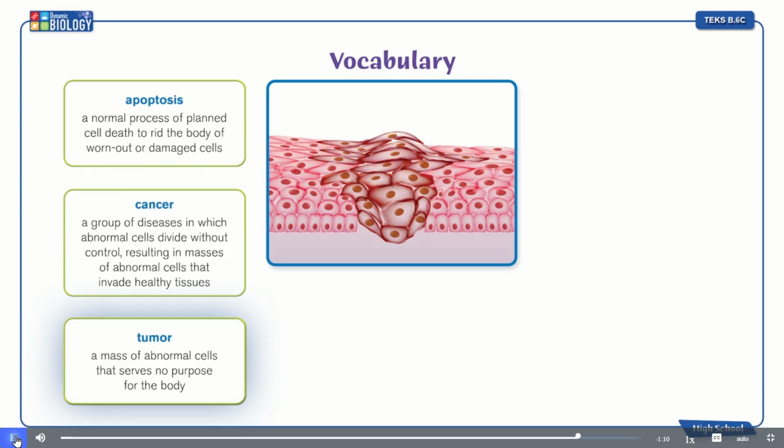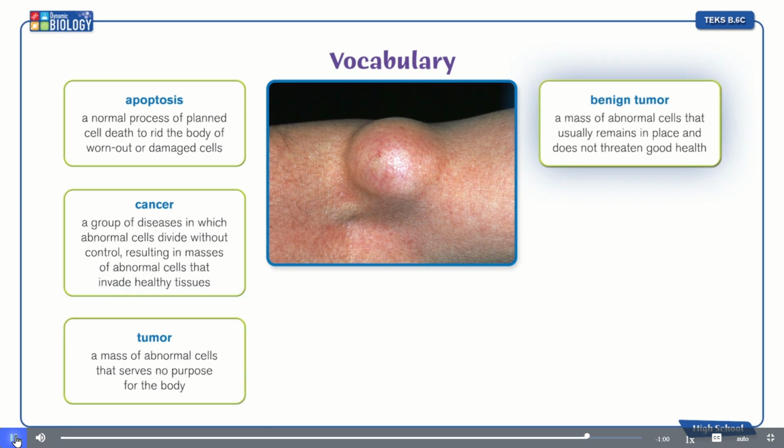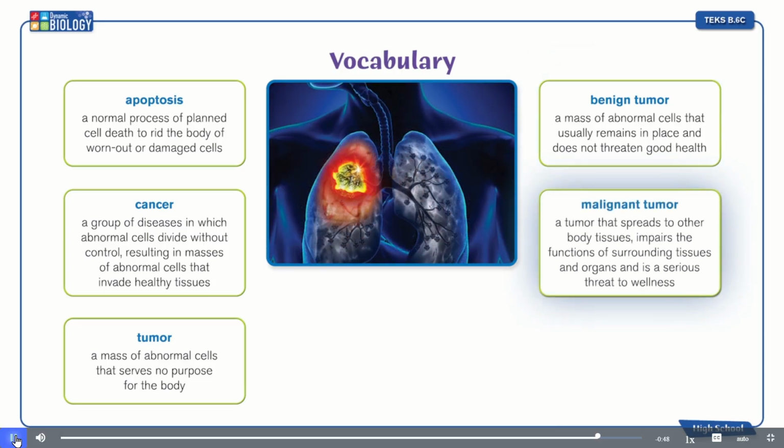Tumor, a mass of abnormal cells that serves no purpose for the body. Benign tumor, a mass of abnormal cells that usually remains in place and does not threaten good health. Malignant tumor, a tumor that spreads to other body tissues, impairs the functions of surrounding tissues and organs, and is a serious threat to wellness.